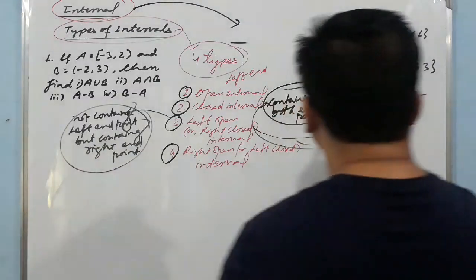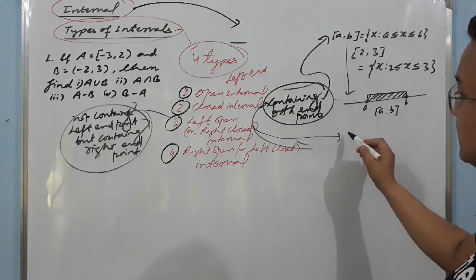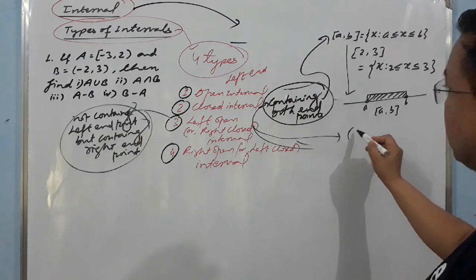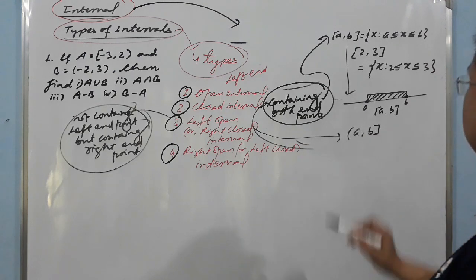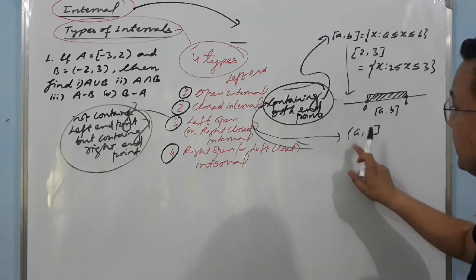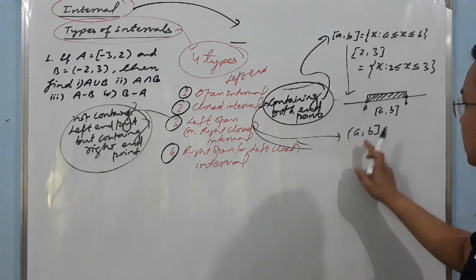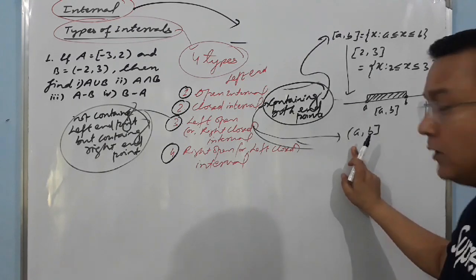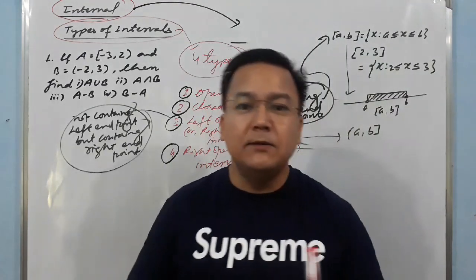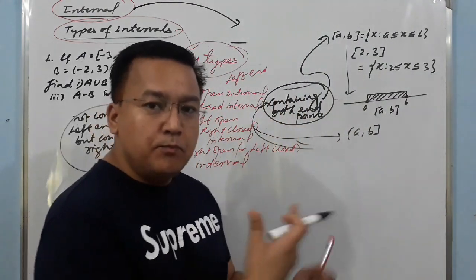And symbolically, this is represented this way: left open (a, b). On the left side we make a small bracket, the left hand point is enclosed by a small bracket, and the right hand point we enclose by a big bracket.